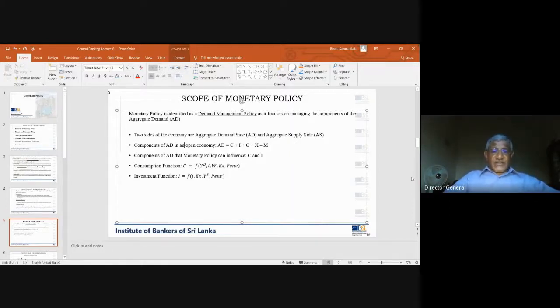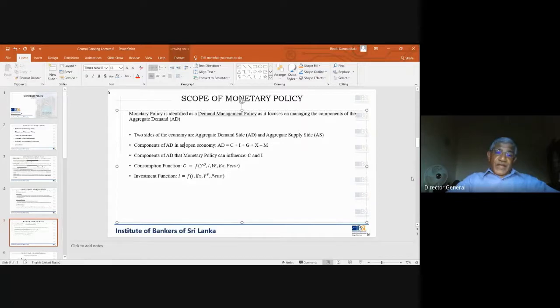Consumption function. After indicating that the only 2 components of aggregate demand that monetary policy can influence are consumption expenditure and investment expenditure, now we are going to go to a little bit of detail on C and I. Consumption function. Consumption function is given with a little bit of mathematical expression. C stands for consumption, F stands for function. Determinants are given in the brackets.